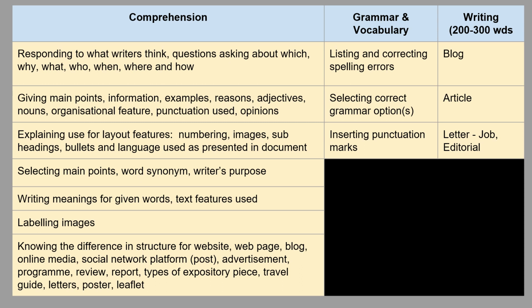Now, for the writing section at the stage 2 level, you're expected to use 200 to 300 words. You might be given the opportunity to write a blog article or a letter. And so far, we have seen opportunities for you to write either a job or editorial letter.